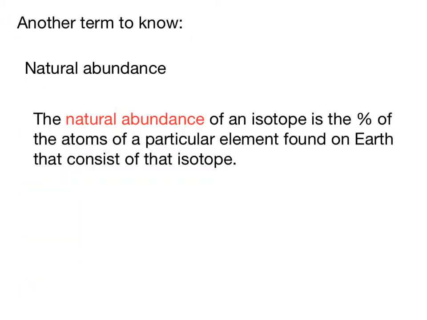Another term to know is natural abundance. The natural abundance of an isotope is the percent of the atoms of a particular element found on Earth that consist of that particular isotope. Let's look at some examples.